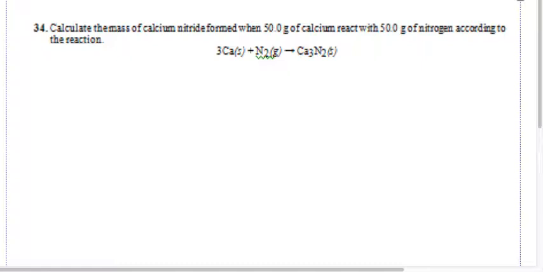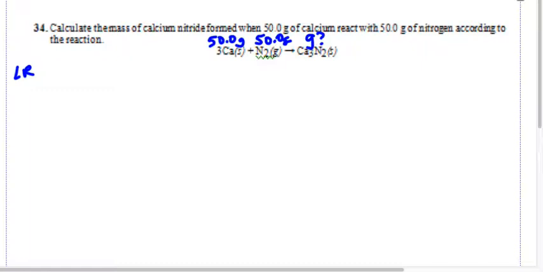Calculate the mass of calcium nitride formed when 50 grams of each react with each other. So we have 50 grams of calcium reacting with 50.0 grams of nitrogen. Okay, how do I know this is a limiting reactant problem? I've got information about both reactants, and I need to figure out which one is going to be the limiting reactant. So, what's my first step in all my limiting reactant problems?